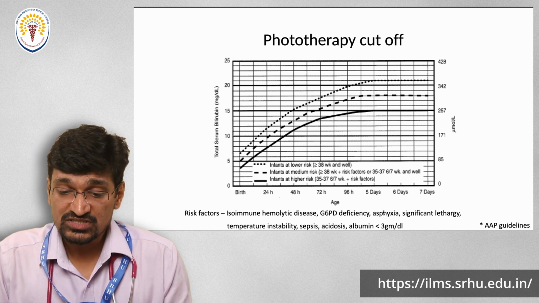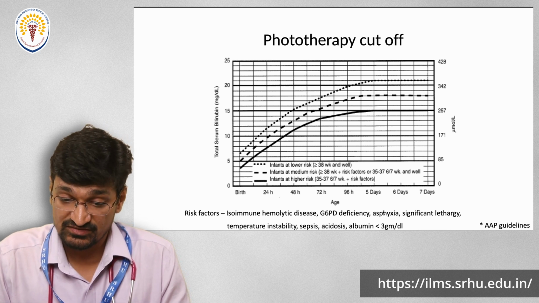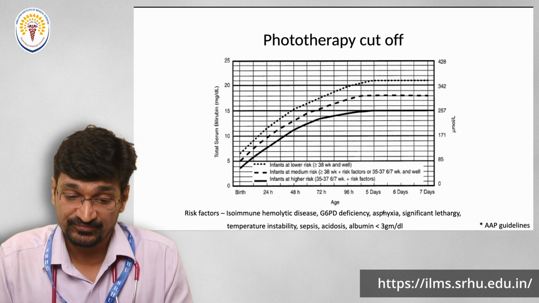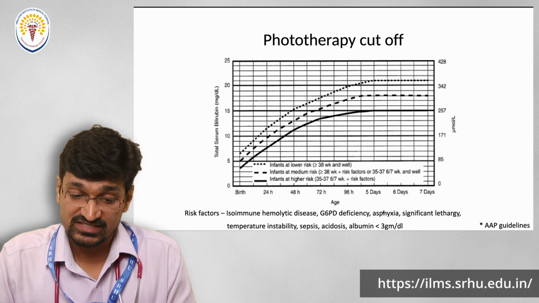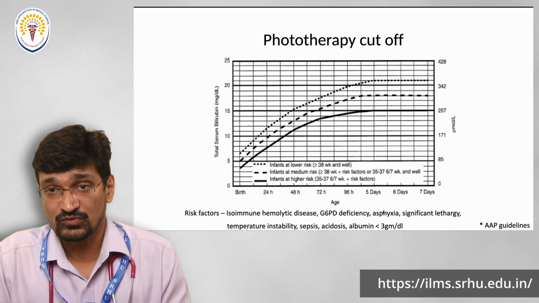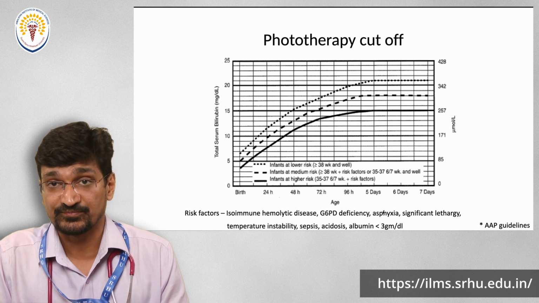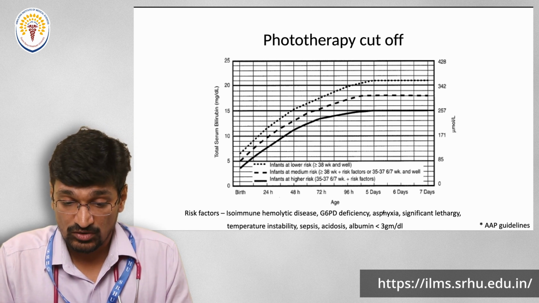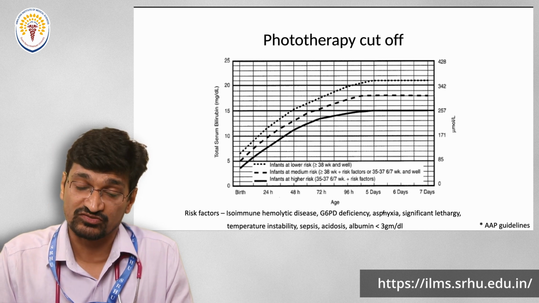We follow the lowermost, that is the high risk line, if gestation is 35 to 37 weeks and risk factors are present. The middle risk line is used when either gestation is more than or equal to 38 weeks with the presence of risk factors, or gestation is between 35 to 37 weeks with no risk factor. And follow the topmost low risk line if gestation is more than or equal to 38 weeks with no risk factors.